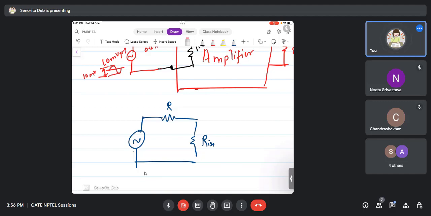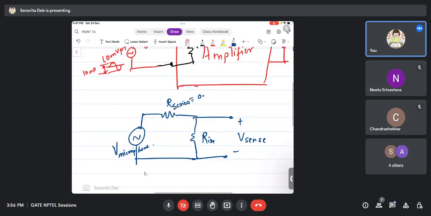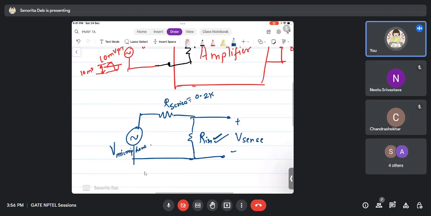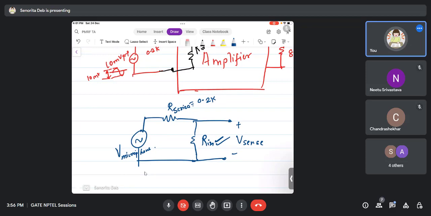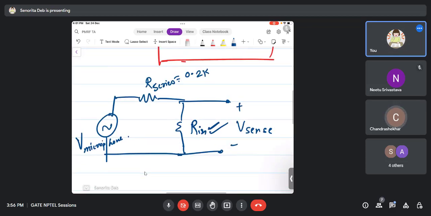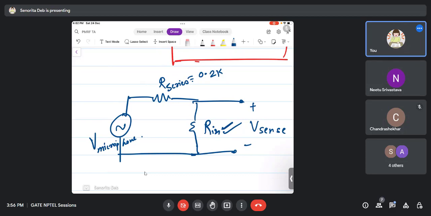This is our series resistance, and this is what the amplifier senses. This was 0.2k and this was given in two cases. First R in is 2k, second is 0.5k. Chandrasekhar and Neetu, is this clear now? Yes, ma'am. Now can you solve it? Yes, ma'am. You can now find it.